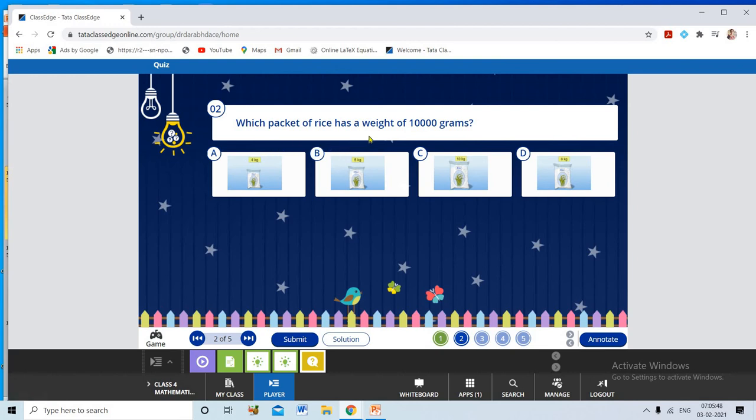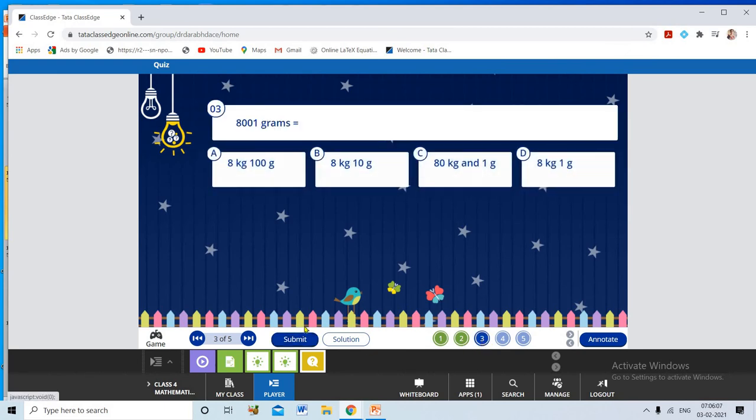Which packet of rice has a weight of 10,000 grams? This is 4 kg, this is 5 kg, this is 10 kg and this one is 8 kg. So it will be 10 kg. Let us submit this question. It is the right answer.